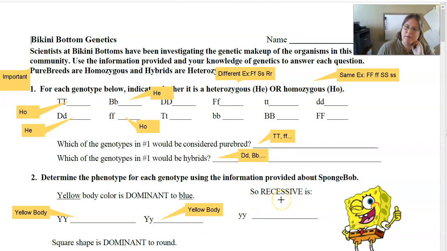And, well, let's talk about recessive. Recessive is where you have two homozygous, but they are the little lowercase letters, okay? So this one should be, well, if it's not yellow because it's not dominant, then it has to be a blue body, right? Okay.